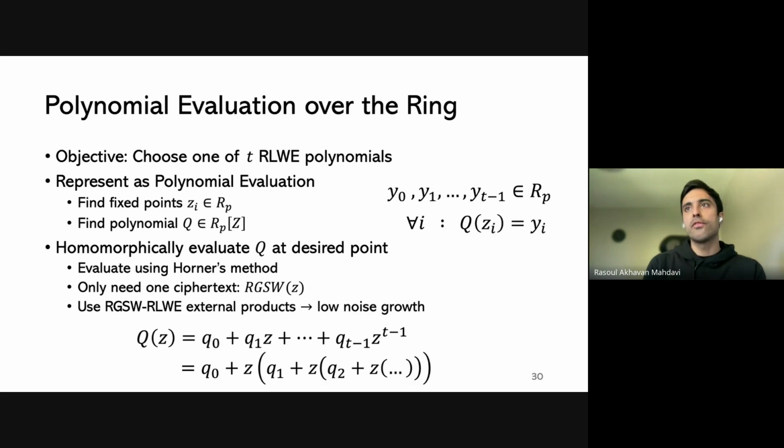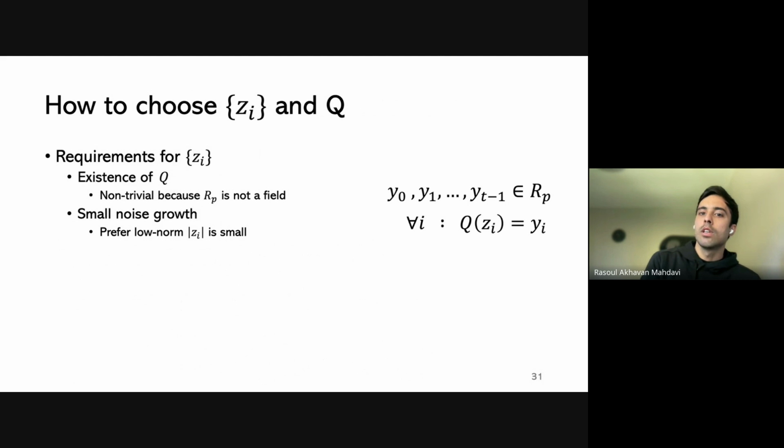So the only leap of faith we took here was that we assumed Q existed, and we still need to find Q. But that could be non-trivial because we are working over a ring. The points that we're talking about are in a ring, so it's not trivial that you can actually interpolate over these points in a ring. So that's the question we need to answer next.